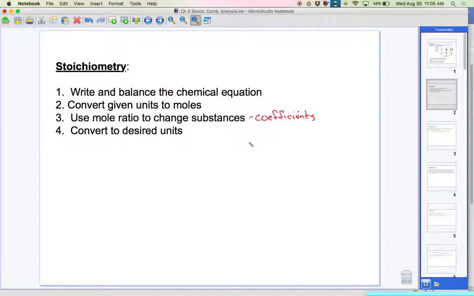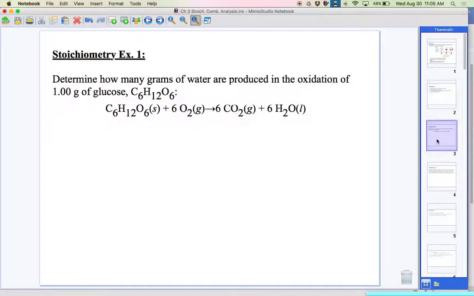It doesn't matter if you start with grams, liters, or molarity. Whatever you're given, you're going to change it to moles. But you know how to get to moles from all of those different things. All right, here's a simple one. I bet everybody can do that one. Do that one on your paper.